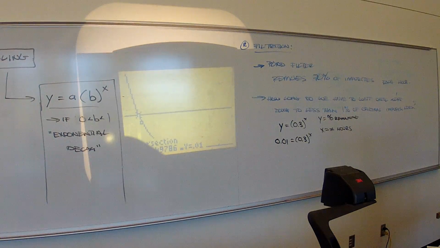But that's still a decay model. You start with 100% of your carbon-14, and after 4,000 years you're down to half of it. After 4,000 more years, you're down to half of it again, and half of it again, and half of it again. So that's the idea of carbon dating. It's still an example of decay.